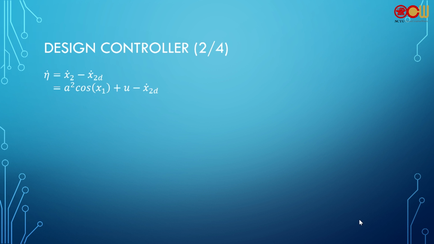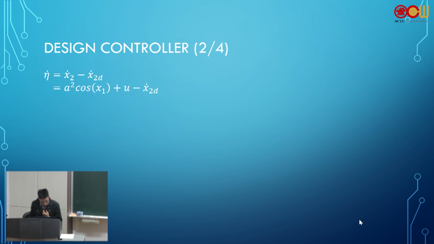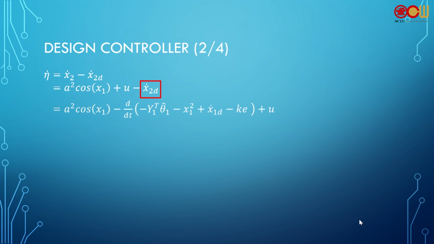The second system is more challenging because you have more unknown parameters introduced into the system. x2d is the virtual control input for the previous system, system 1. Here, your control input needs to compensate not only this unknown term, but also this x2d dot term. So we take the time derivative of x2d here, which is the virtual control input of the previous system.